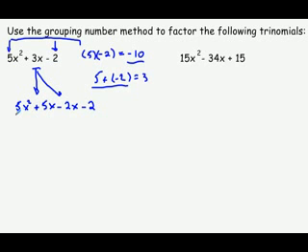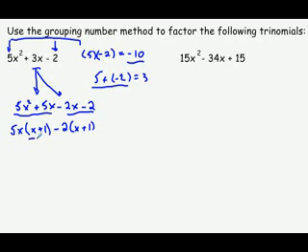The reason for doing this is because we now get pairs of terms in which we can remove a greatest common factor. We'll note that in the first pair, 5x is a common factor, leaving us with x plus 1. And in the second pair, we'll note that negative 2 is a common factor, and negative 2 times x would give us minus 2x, and negative 2 times positive 1 would give us negative 2.